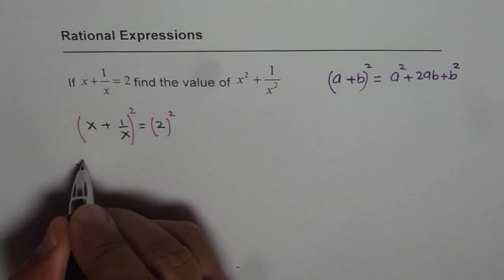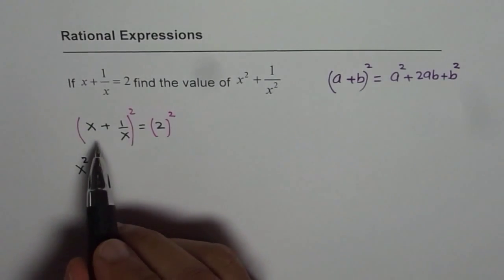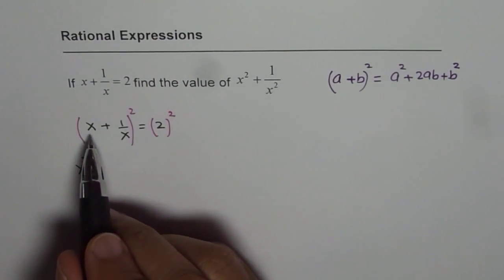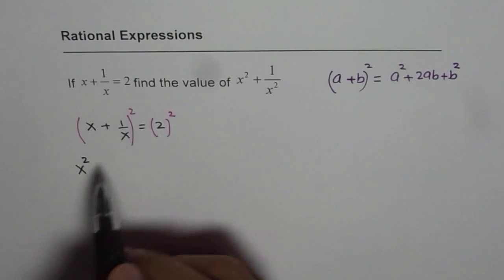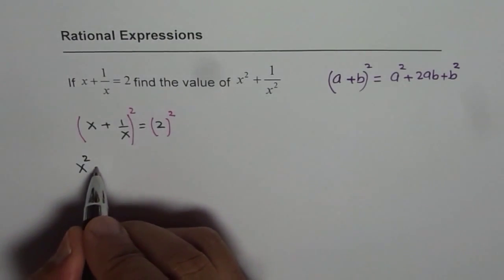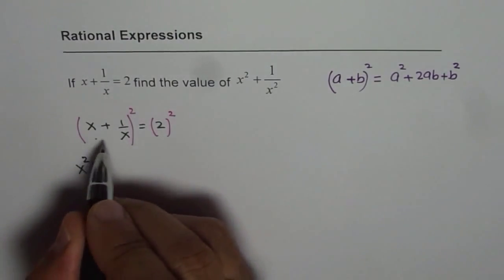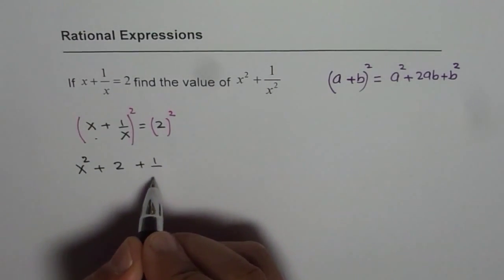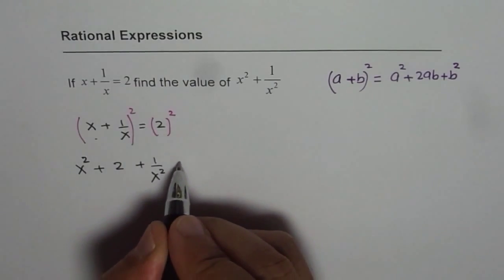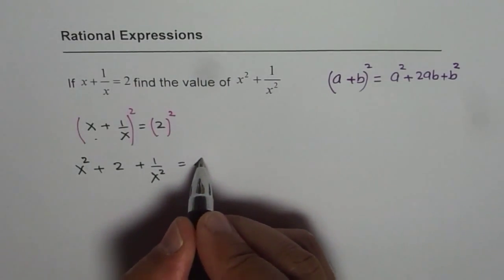I get x squared, that is applying the formula, right? Or you can multiply x plus 1 by x by itself, expand and simplify. You get x squared plus 2 times ab, which is the number 2 itself, plus b squared, which is 1 over x squared. This should be equal to 2 squared, which is 4.